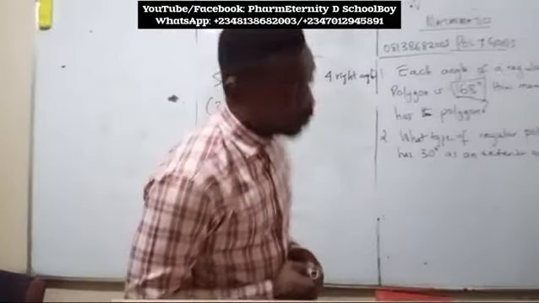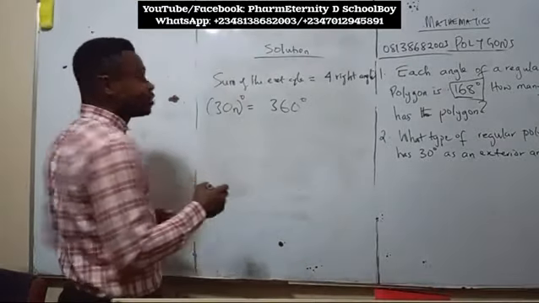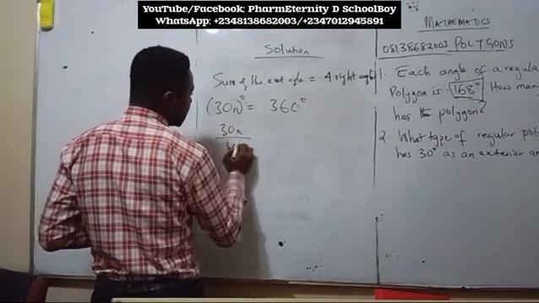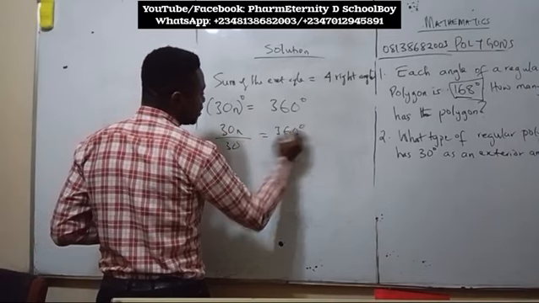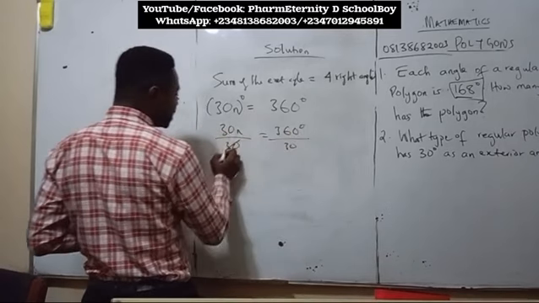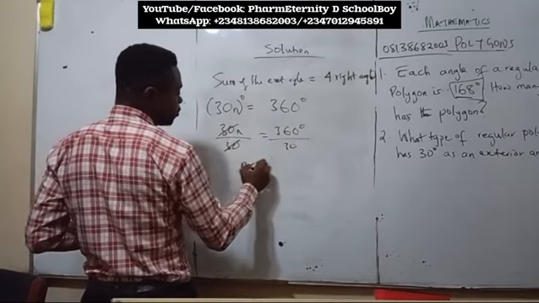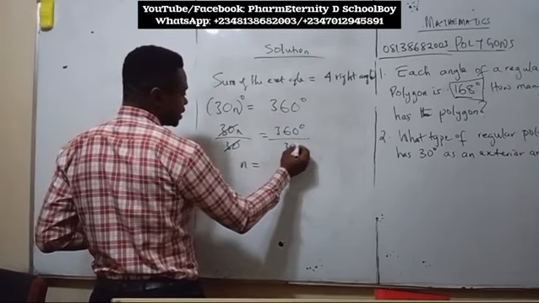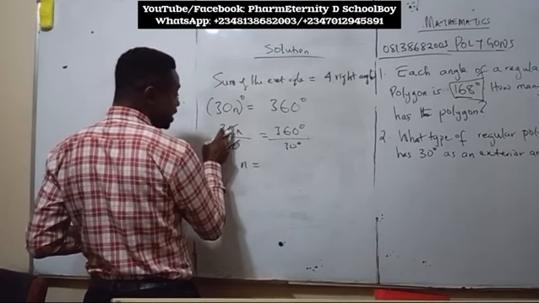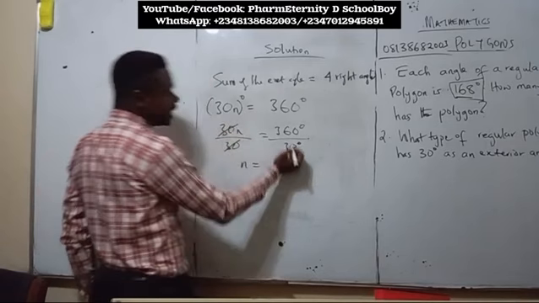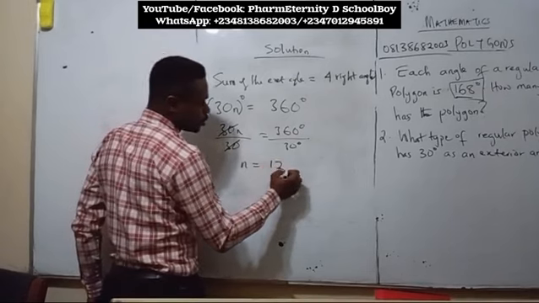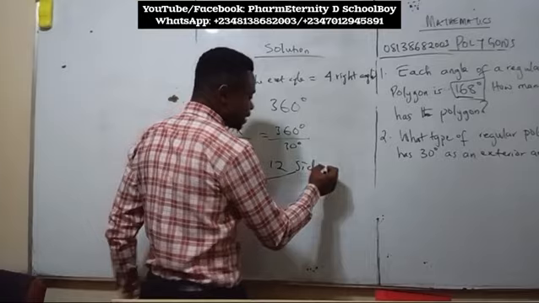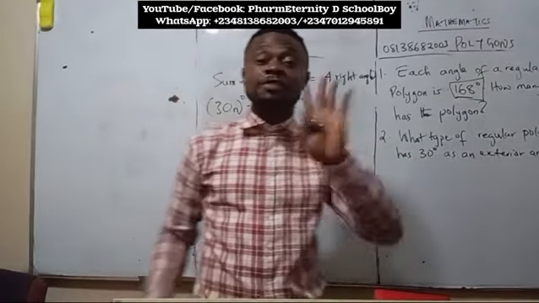this regular polygon. So let's divide through by 30 to get n. So you now have 30n over 30 is equal to 360 degrees over 30. So n is now equal to 360 degrees divided by 30 degrees, because this is the degree. We have 12. So there are 12 sides. So this regular polygon has 12 sides.